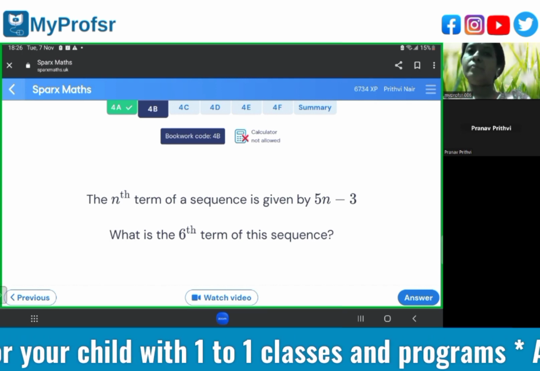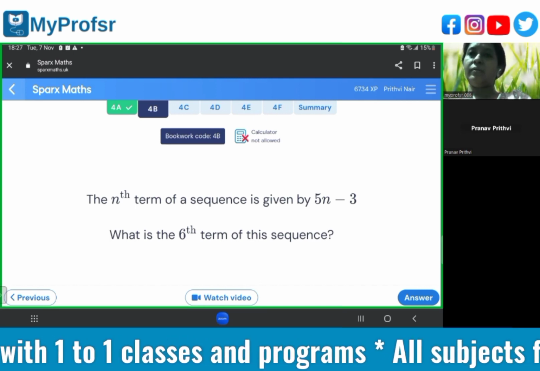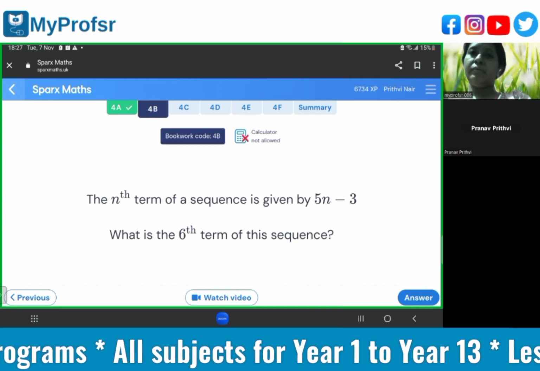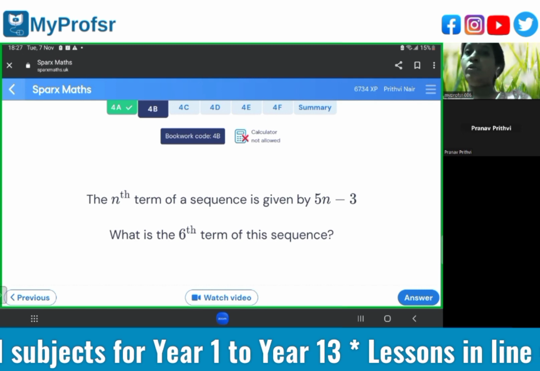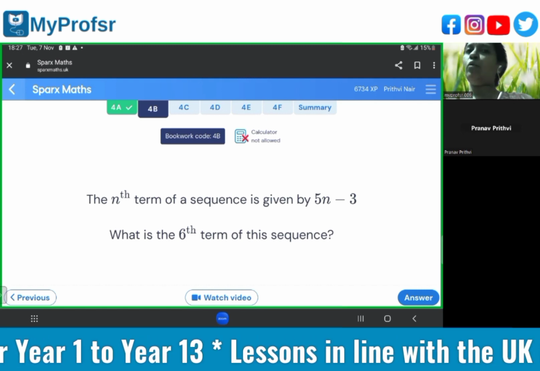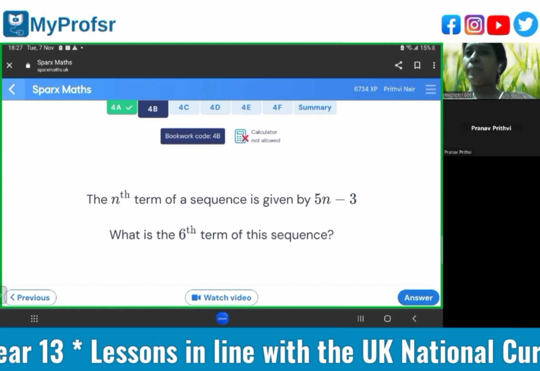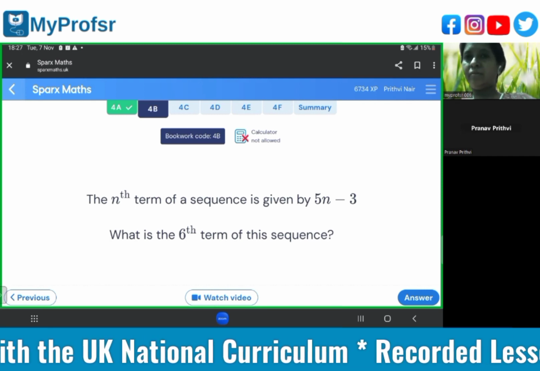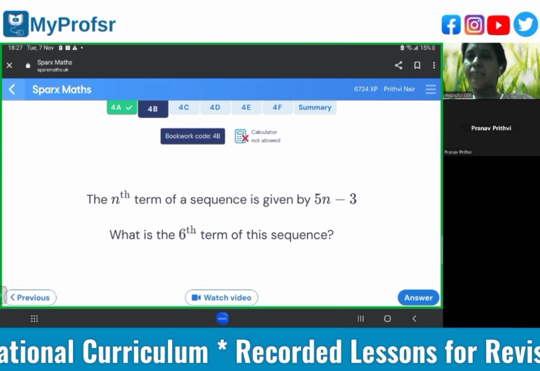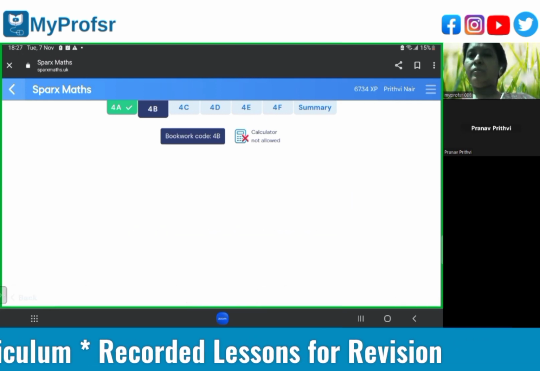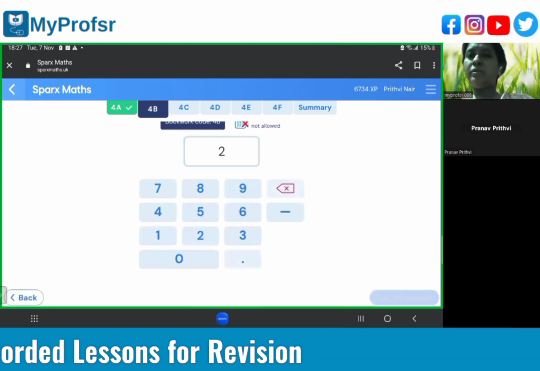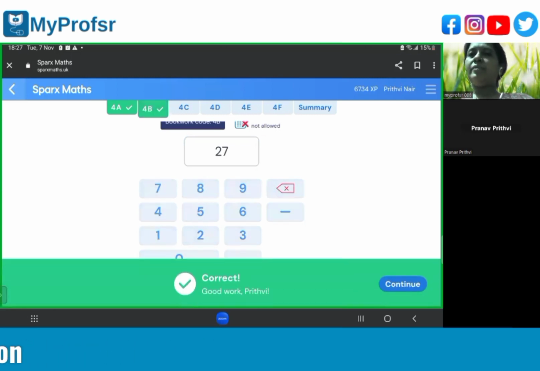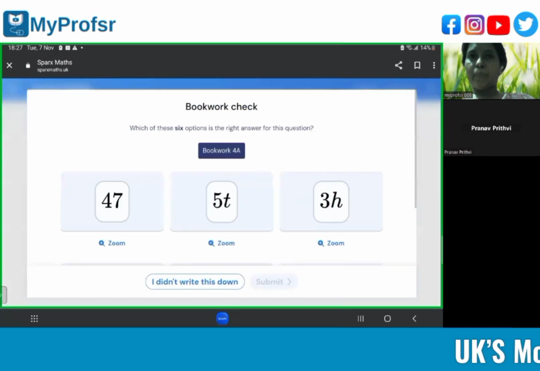The nth term of a sequence is given by 5n minus 3. What is the sixth term of the sequence? You don't have to go with the first term. You directly go with the sixth term. 5 times 6 is 30, minus 3 is 27. That's good. Just put in the value and see. It's the right answer. Very good. Excellent.